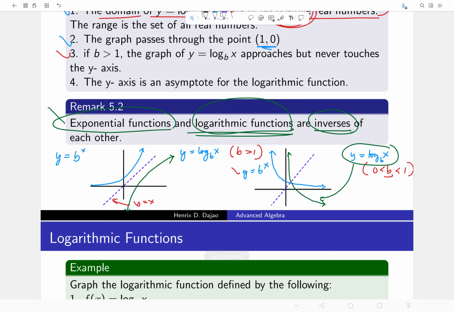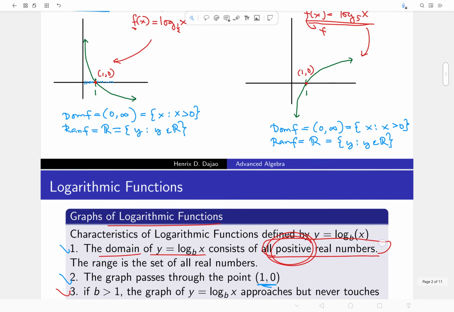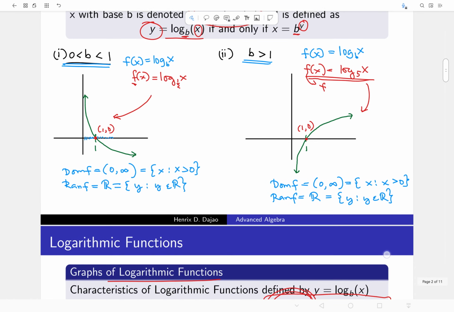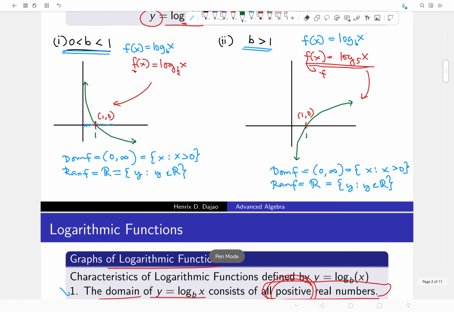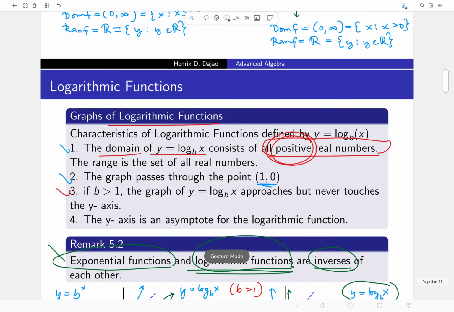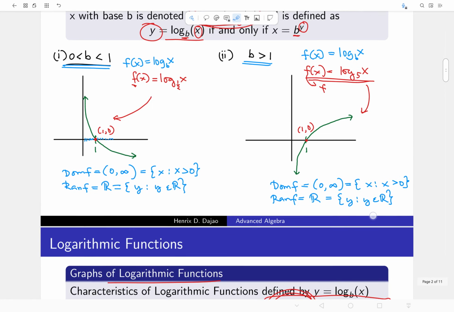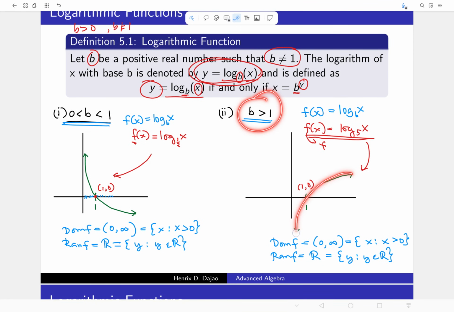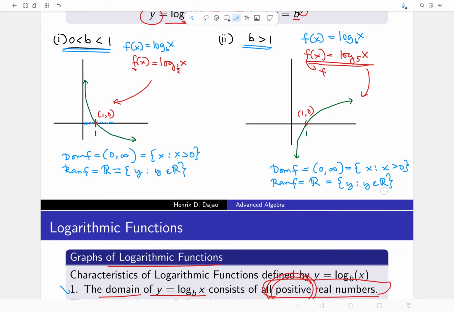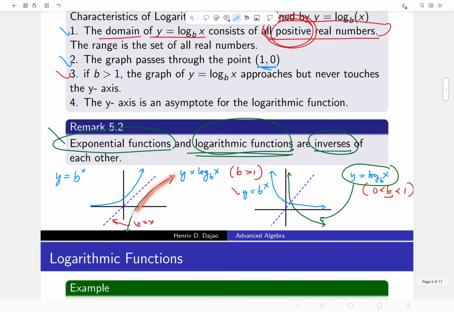So if we go back to the previous sketch, as you can see, we have this one. If your b is between 0 and 1, the graph looks like this. Indeed, the graph looks like this. Similarly, if your b is greater than 1, the graph of the logarithmic function looks like this. So yeah, this is the appearance of our graph.